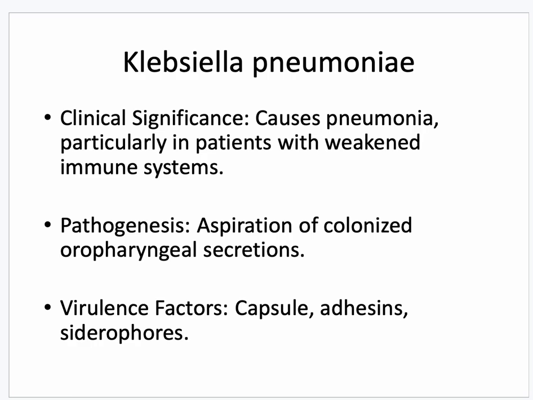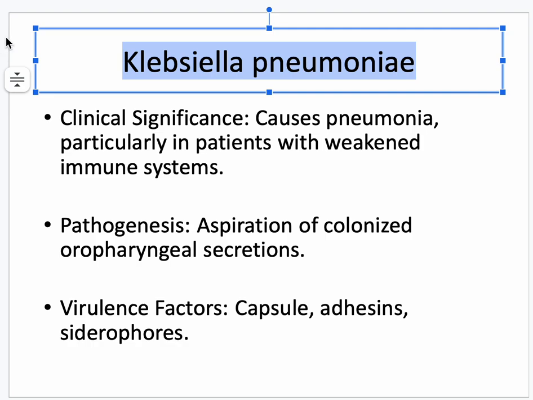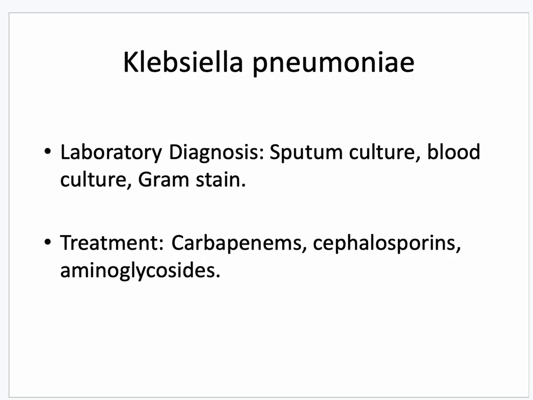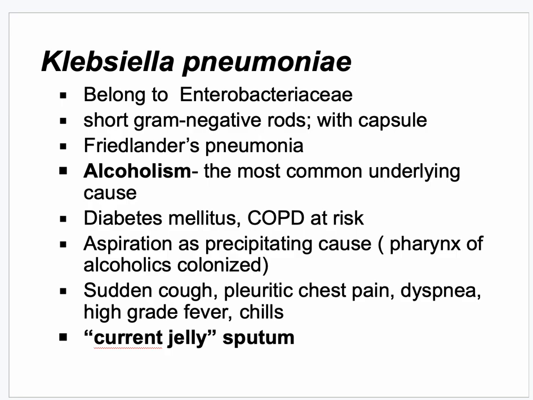Okay, next is your Klebsiella pneumoniae. So, this causes pneumonia, particularly in patients with a weakened immune system. How do we get this? By aspiration of colonized oropharyngeal secretions. They are also capsulated, with adhesins and siderophores. So, we diagnose this using sputum culture, blood culture, and gram stain, and we treat this with carbapenems, cephalosporins, and aminoglycosides.